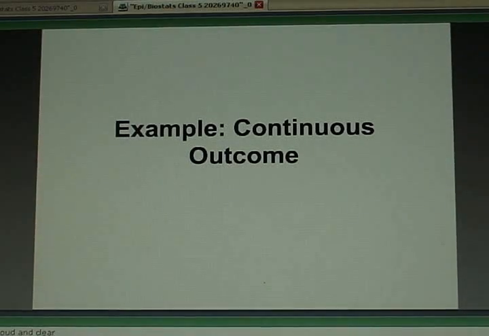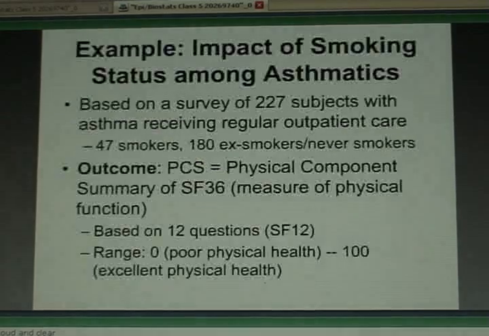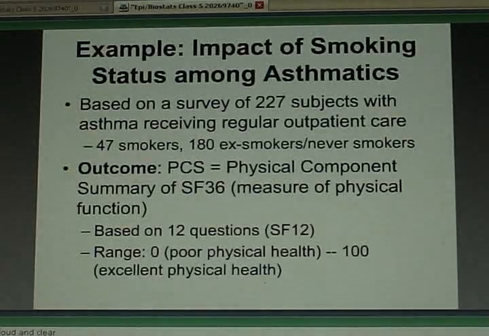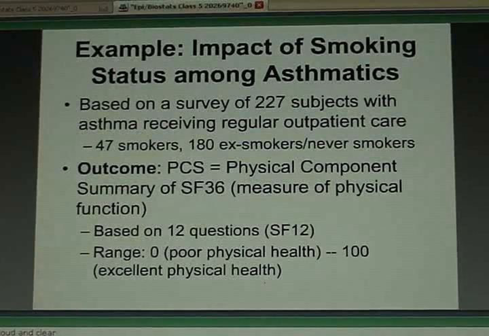Just very briefly, if you have a continuous outcome, instead of using a chi-squared test, you use a t-test. For example, here's some data looking at 47 asthmatic patients who were smokers and 180 asthmatic patients who were not smokers, either being ex-smokers or never smokers, looking at a measure of their physical function, a number called the physical component summary from an instrument known as the SF-36.